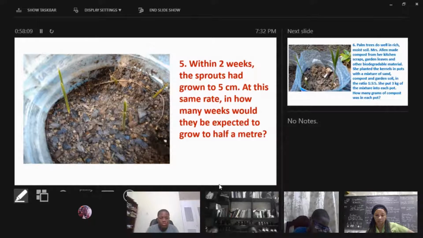So, how many centimeters make a meter? Miss, 100. So half of a meter is how many centimeters? Miss, 500 centimeters. Oh, wait, sorry, Miss. 50 centimeters. Okay. So half a meter is 50 centimeters. Yes. All right. So we know that half a meter, that's 50 centimeters.